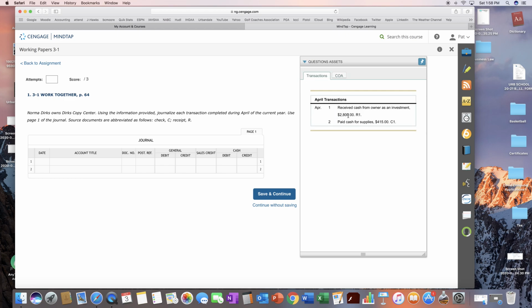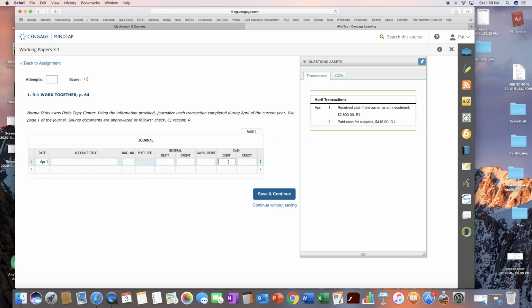We have 2 transactions. April 1st, so we will put APR1. I believe you have to put the period. It says receive cash from owner's investment. So step 1 is the date. What is the account? Again, we're not going to put cash as the account title because it's up here in the special amounts columns.